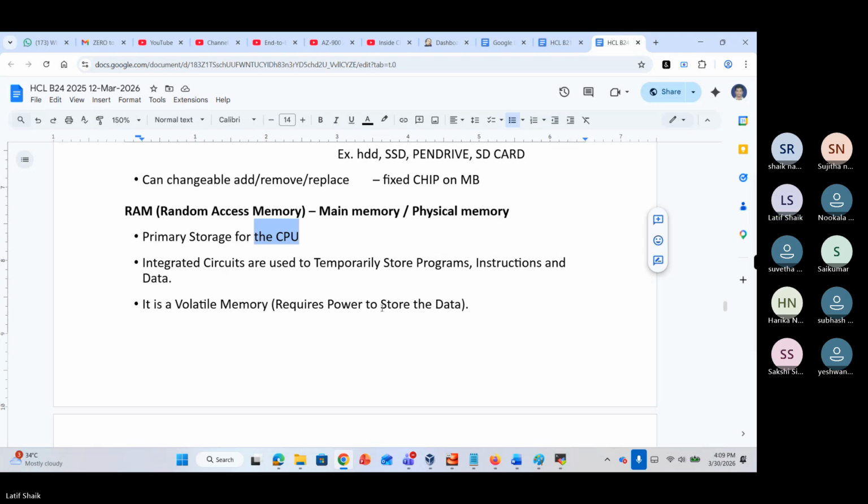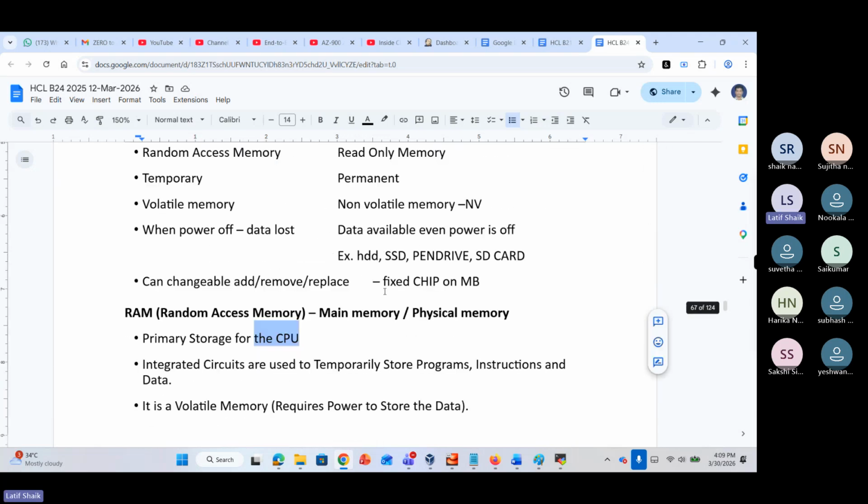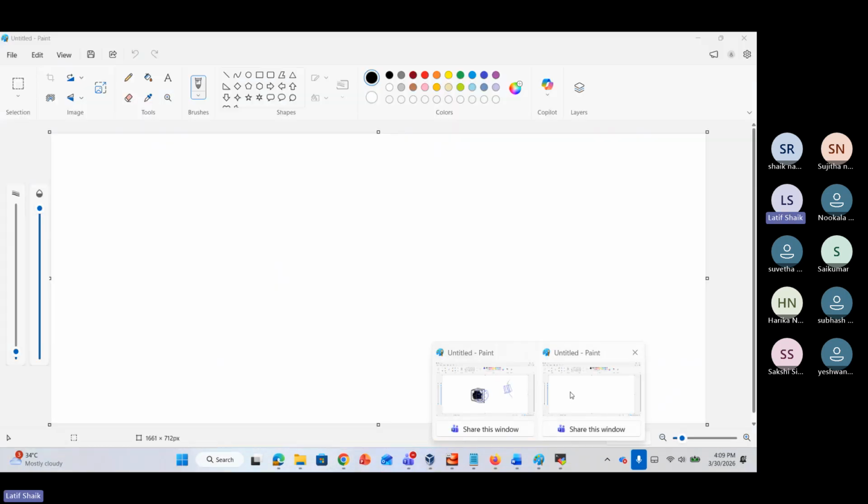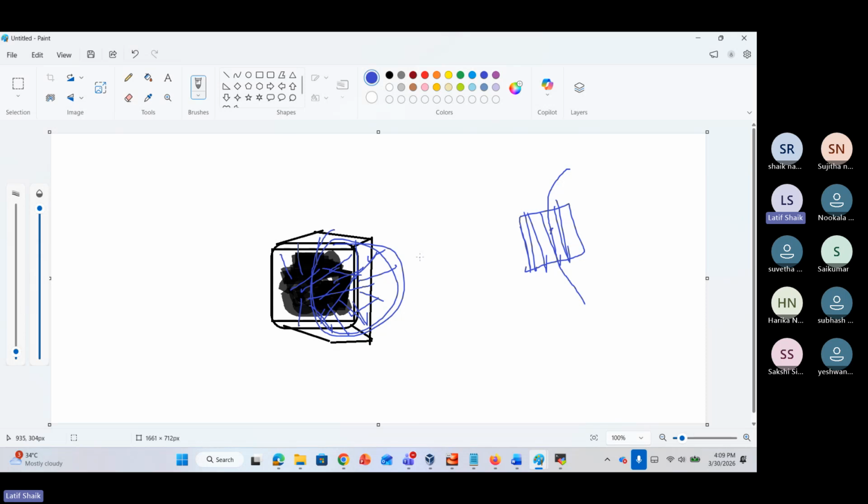Okay. The data, see, this data will also be stored in the RAM. If I close this one, it will be gone from the RAM. For example, this is a paintbrush. When I open the paintbrush application, the related instructions and data are stored in the RAM.